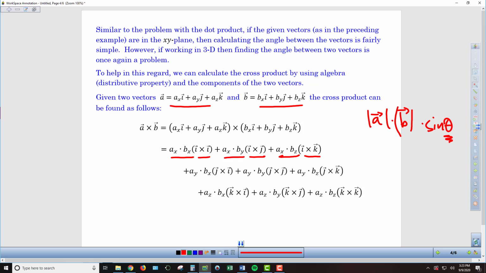And so then we do the same thing in the next row, where it's the y component of the A vector times all three components of the B vector with the requisite cross products, and then we do the same thing with the z component. And so the multiplying of the components isn't the problem. The question is, what do we get when we take the cross product of i and i, or of k and i, or of k and k, for example? That's what we really need to know so that we can eventually find what the cross product in component form of these vectors is.